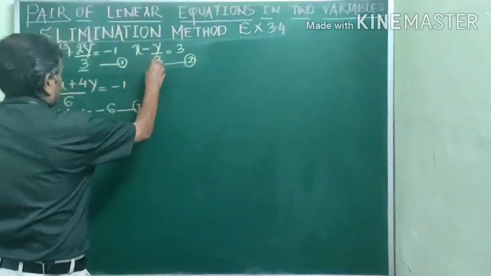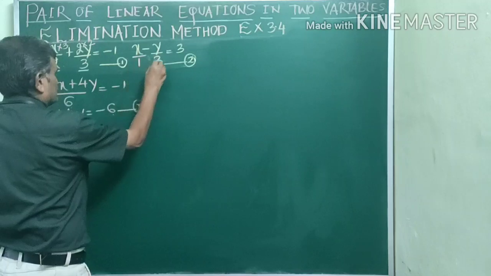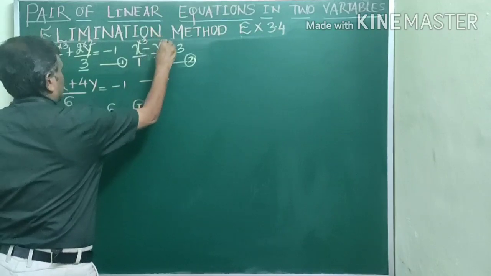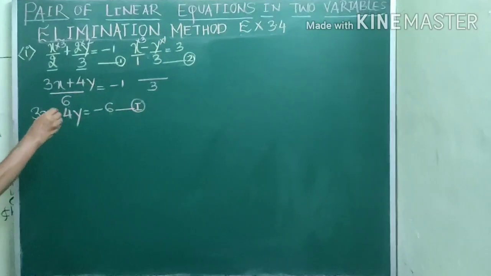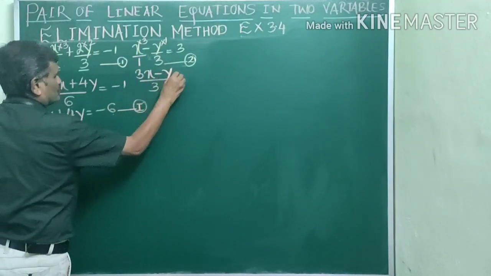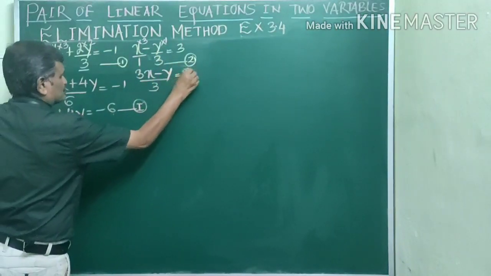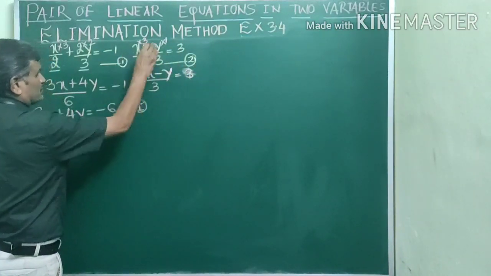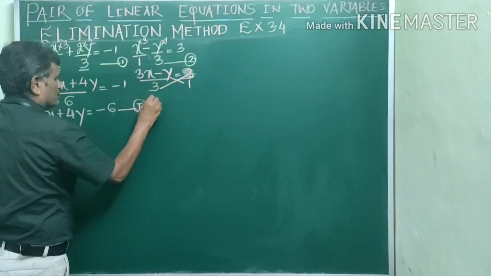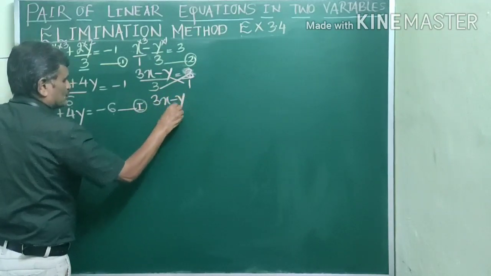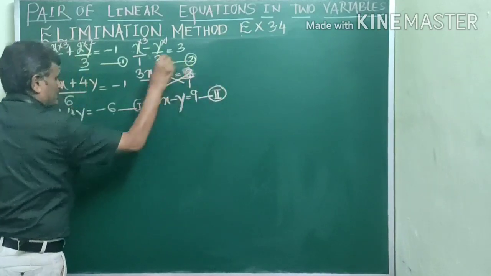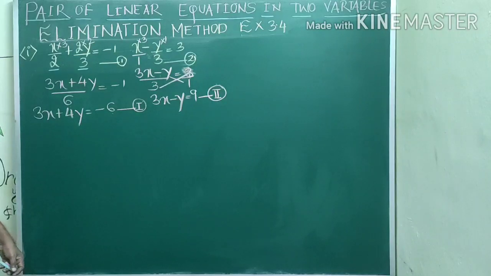Here again, x means x divided by 1. The LCM of 1 and 3 is 3, and this I will multiply by 3, and here I will multiply by 1. So what will happen here is, it becomes 3x minus y is equal to 3. Again, if I cross multiply, then what I get is 3x minus y is equal to 9. I will call it the second equation.